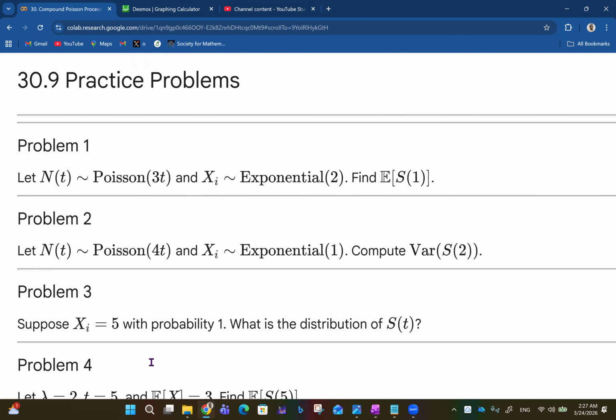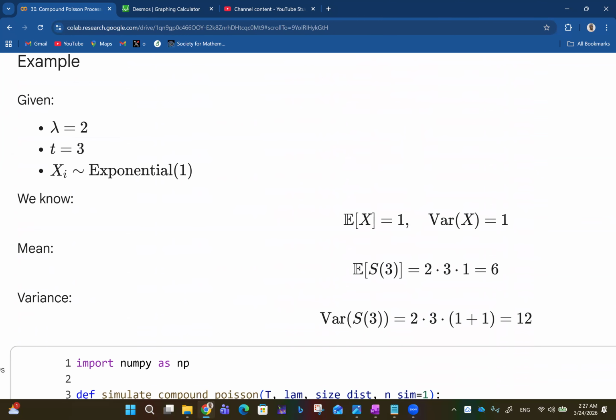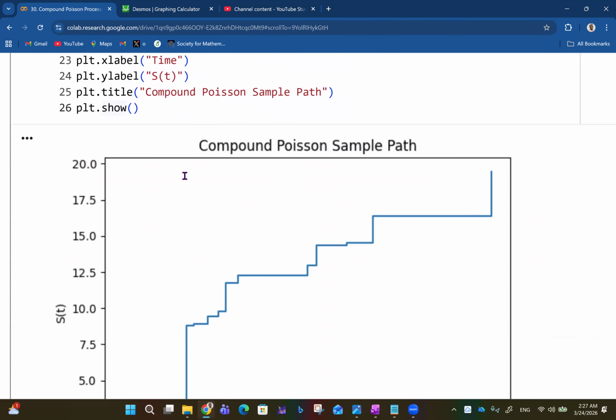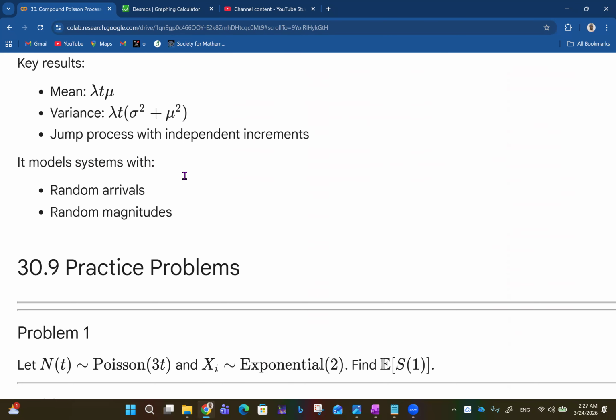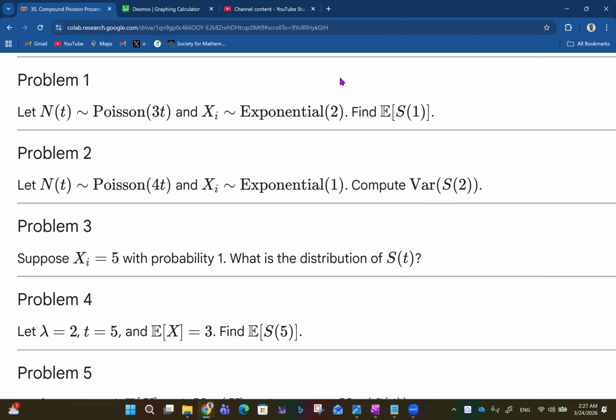Let N of t follow Poisson 3t and xi follows exponential 2. Then we need to find E of S of 1. All right. So it follows the kind of thing we've done here before. So if you have E of S of 3, you just follow this kind of thing. E of S of 1, that is lambda t times the expected value of that exponential. So lambda t, that's 3t already, times 2. That should be 60 basically. Then you have all of that going.